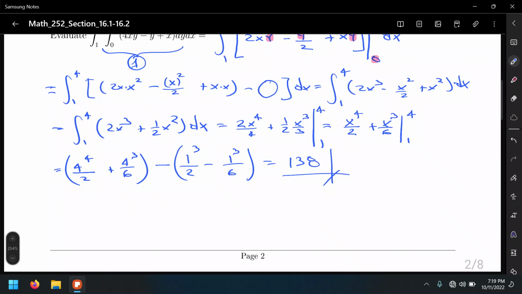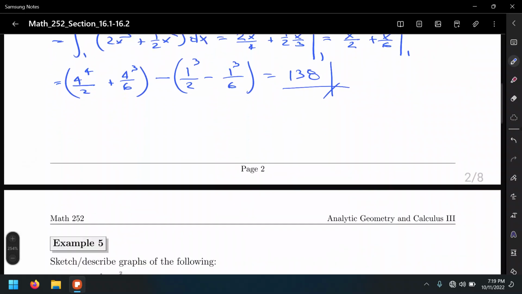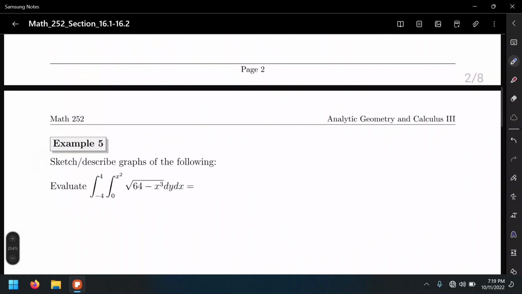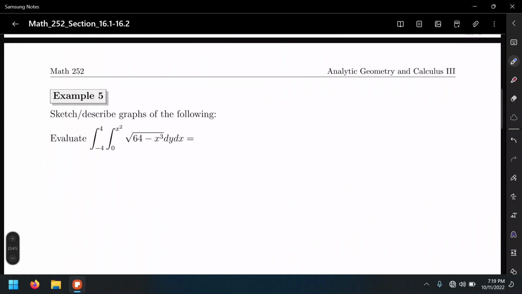All right, so let's see. Let's do another one. Describe the graphs. Well, actually, there's a little typo here.